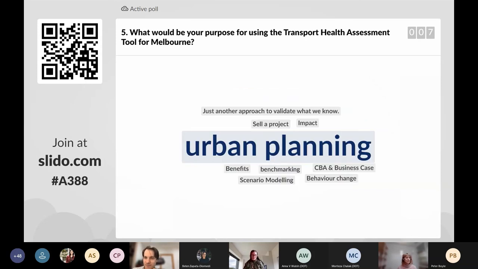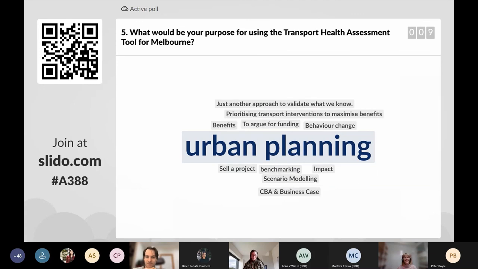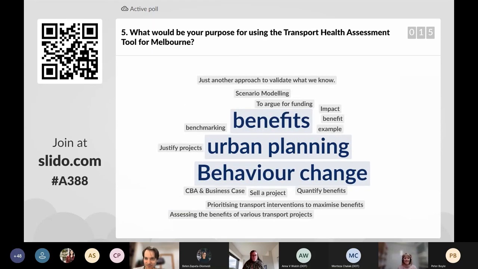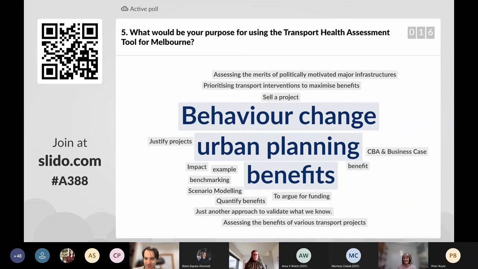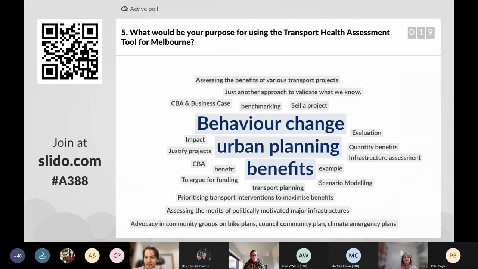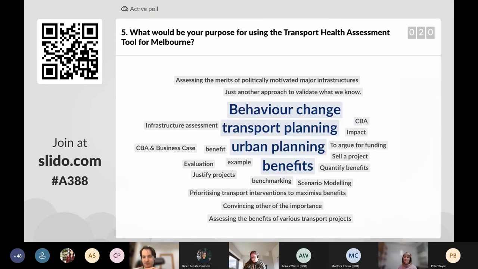You can see when you get multiple responses of the same word, they're going to get bigger here. So urban planning is coming up pretty loud and clear. Justify projects, impact, just another approach to validate what we know. Yes, but we need to not just preach to the converted, right? We need to be working with those who don't understand this. Assessing merits. Okay. I think one of the things that I maybe didn't say loudly enough in my presentation was that ability to bring colleagues along the journey too, not just the general public, but sometimes there's a lot of internal advocacy that needs to happen too.